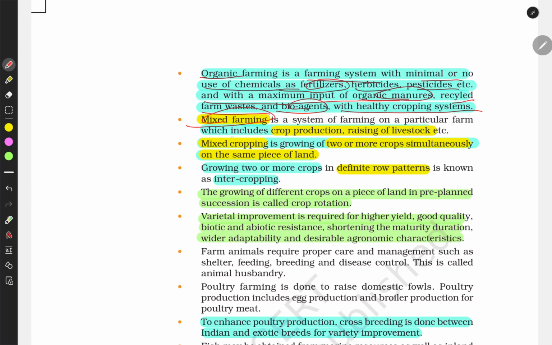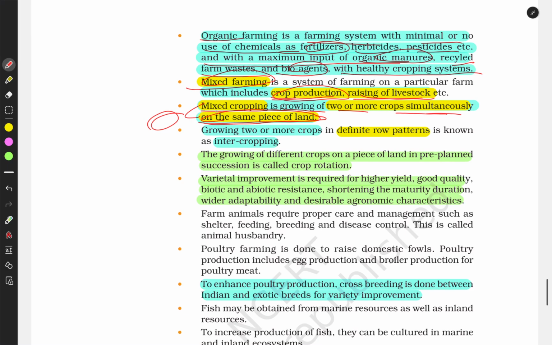Mixed farming is crop production along with the raising of livestock. They do both: they farm and they also raise livestock for dairy products. Mixed cropping is growing two or more crops simultaneously on the same piece of land, so that the maximum nutrients in the soil can be used.